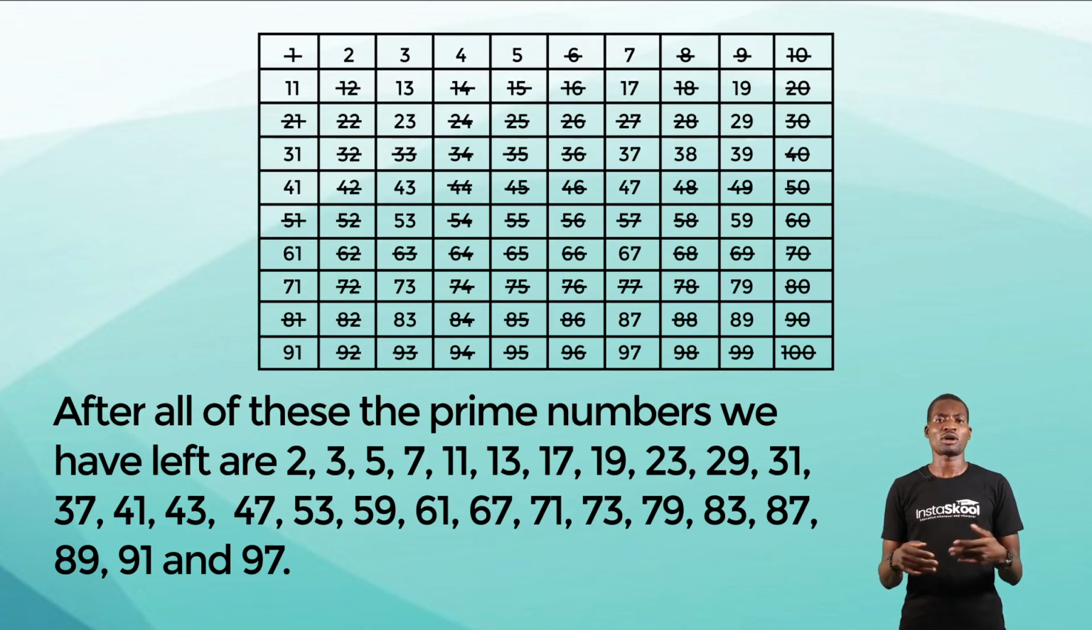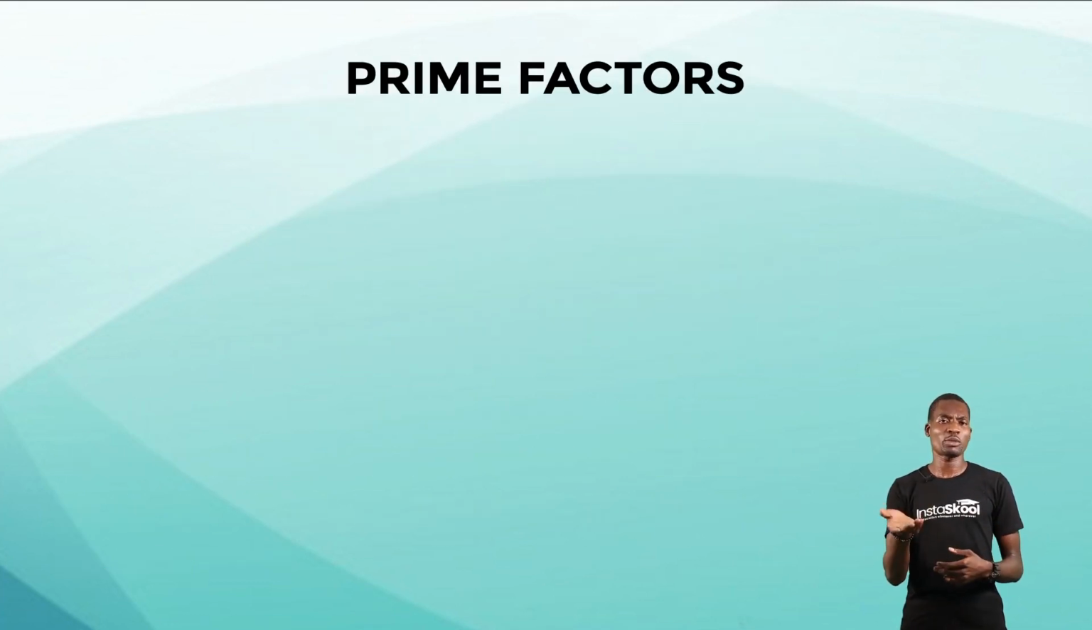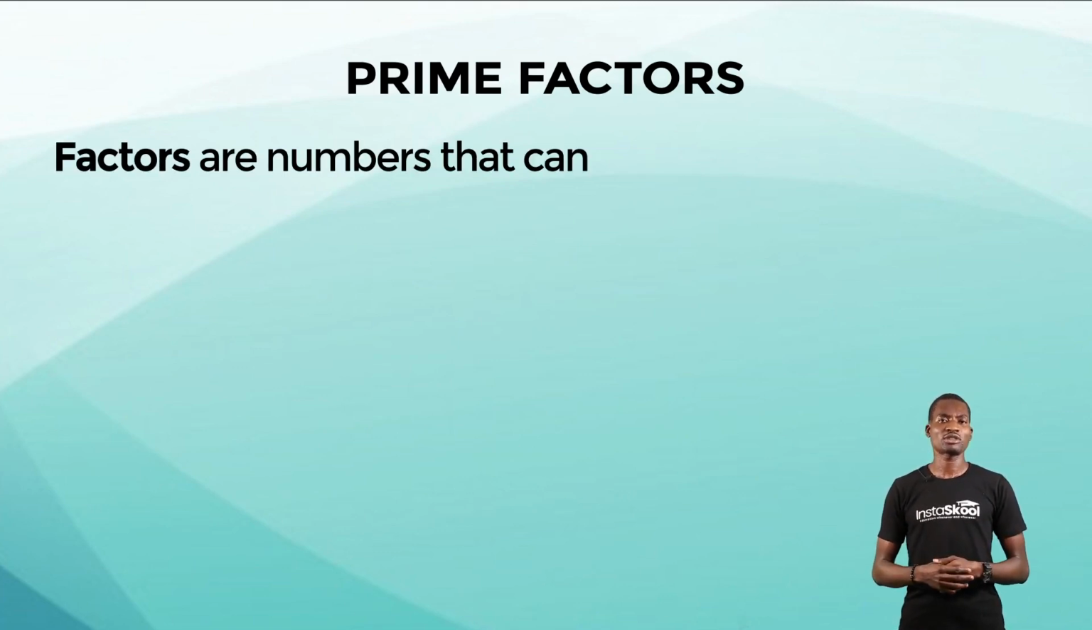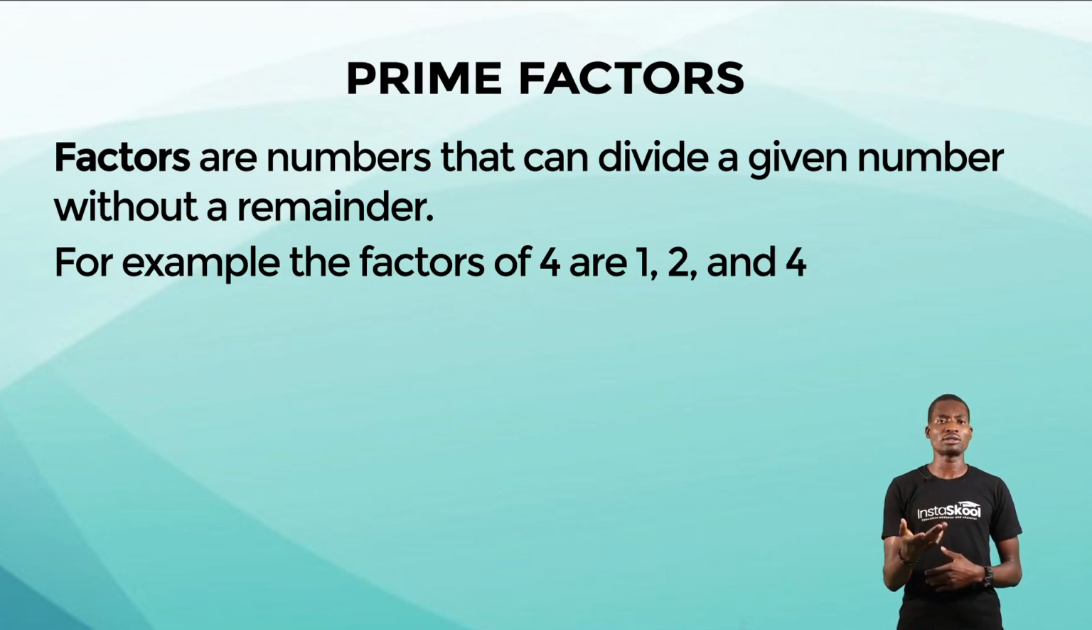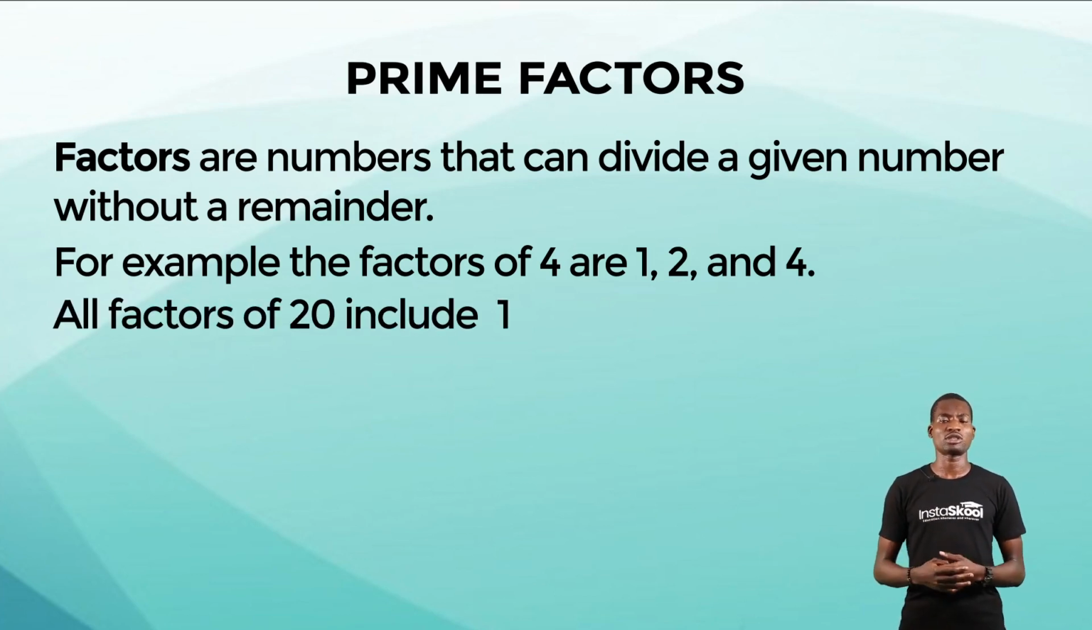Now let us discuss prime factors. But before we talk about prime factors, we need to know what factors are. What are factors? Factors are numbers that can divide a given number without a remainder. Take for example, the factors of 4 are 1, 2, and 4. Because 1 can successfully divide 4 to give 4, 2 can successfully divide 4 to give 2, and 4 can successfully divide 4 to give 1. Take another example, 20. All factors of 20 include 1, 2, 5, 10, and 20.